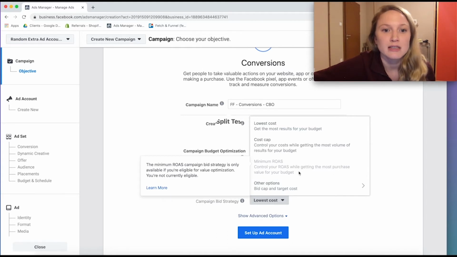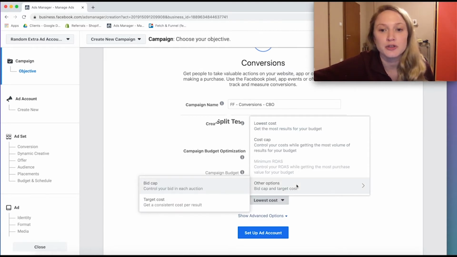Minimum ROAS is an interesting one if you are working with campaigns or an account that's struggling, and you can set that up actually at the ad set level. So I will show you that later. There's a section where you can optimize for value, and you can come back here and select minimum ROAS.